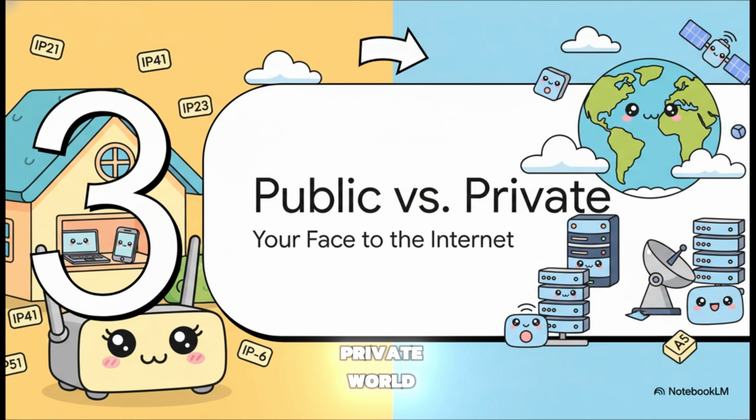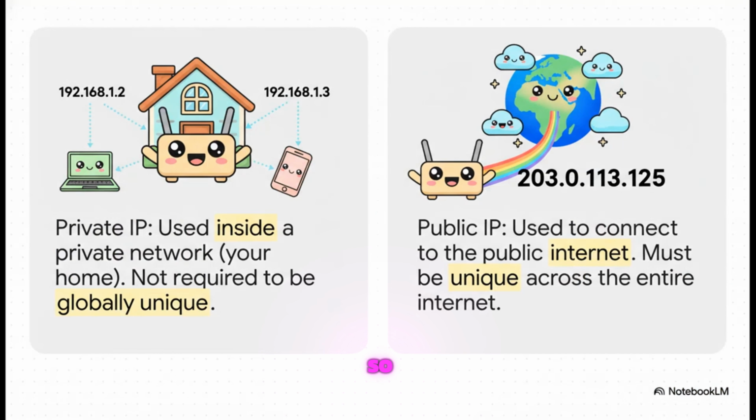The private world inside your home, and the public one that everyone else sees on the internet. So inside your house, all your devices, your phone, your laptop, your TV, they're all using private IPs to chat with each other. And these aren't unique out in the world. Your laptop could have the exact same private IP as your neighbor's. But the second any of those devices want to go out to the internet, your router acts like a gatekeeper. It hands them all a single, globally unique public IP address to share. That's your one address to the outside world.